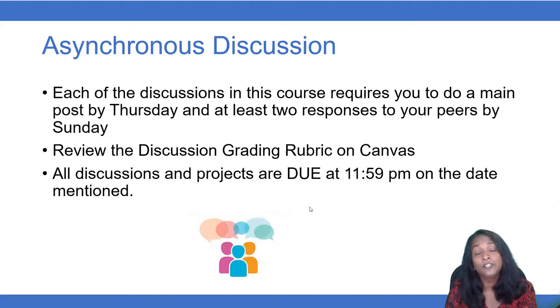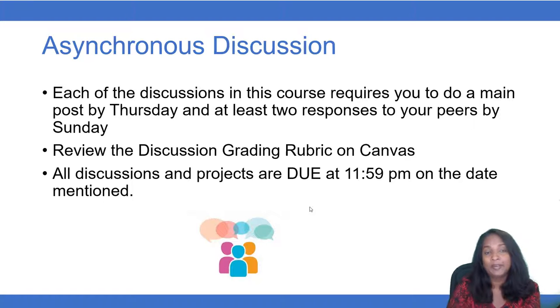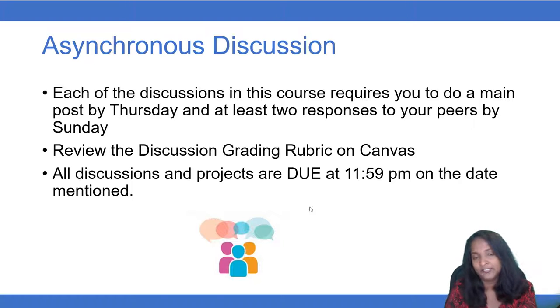So even though sometimes the due date for the discussion will have the Sunday due date, you want to remember that you have to do the main post by Thursday. Okay, so there is no option for me to put 2 due dates within a discussion forum. So pay attention to the Thursday due date, and then you have to respond to at least 2 peers by the Sunday. And there is a grading rubric for the discussions, which you can see as soon as you click on the discussion links. Again, all discussions, projects, all assignments are due at 11:59 p.m. on the date mentioned.